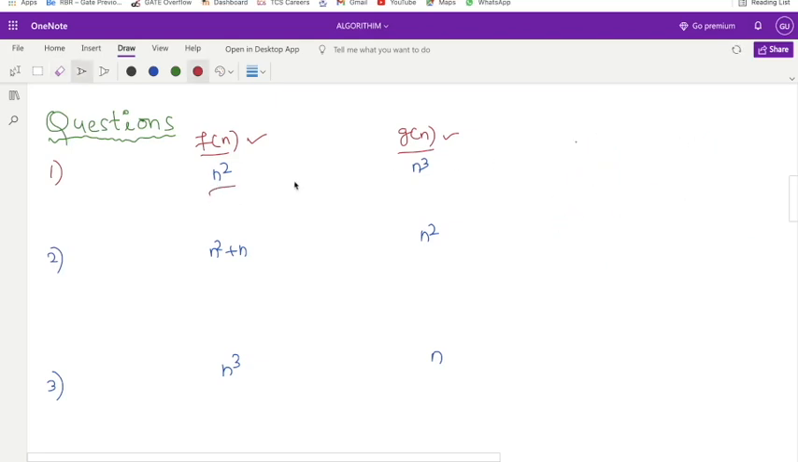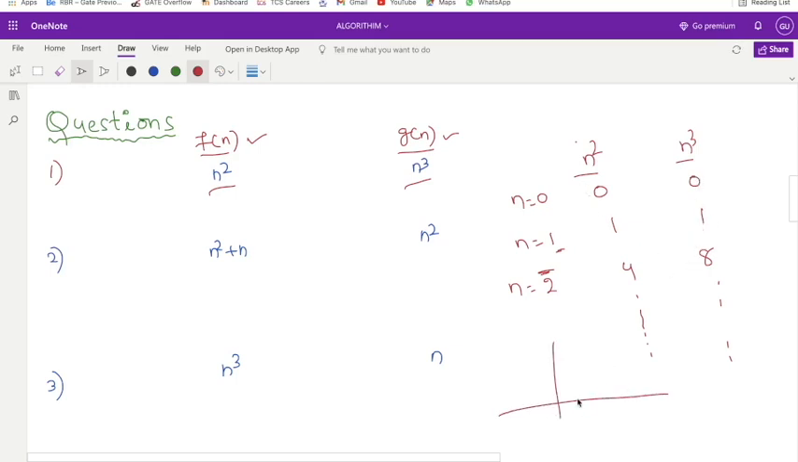Here you can see that n square is one function and n cube is another function. Let's suppose you are comparing n square and n cube. For n equals 0, this one will be 0, this one will be 0. For n equals 1, this one will be 1, this one will be 1. For n equals 2, this one will be 4, this one will be 8. From now onwards, you can see the pattern. After 1, all the values of n square will be less than all the values of n cube. So this is the thing we are getting.